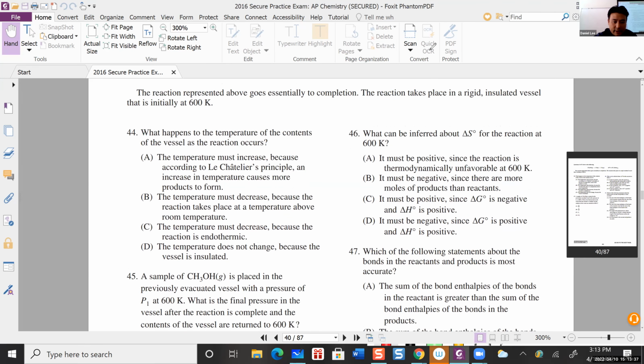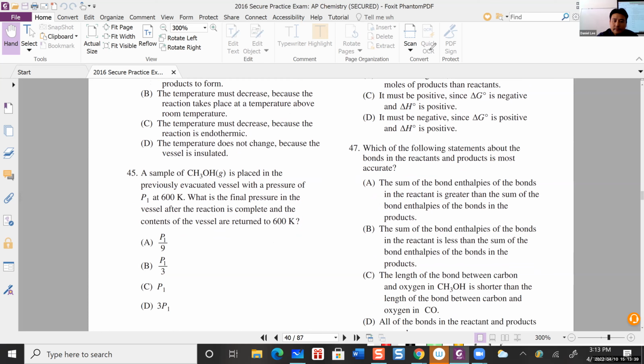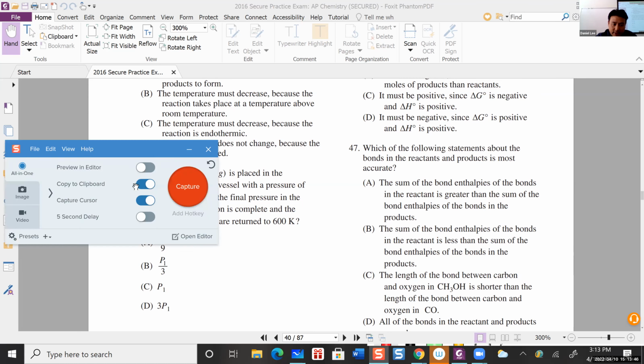45, I need to copy this out. Looks like it's a pressure, PV before and after kind of question, yeah? Because it looks like the pressure is changing.